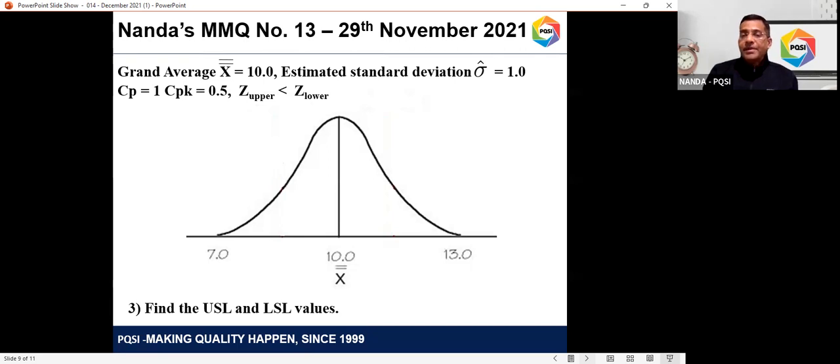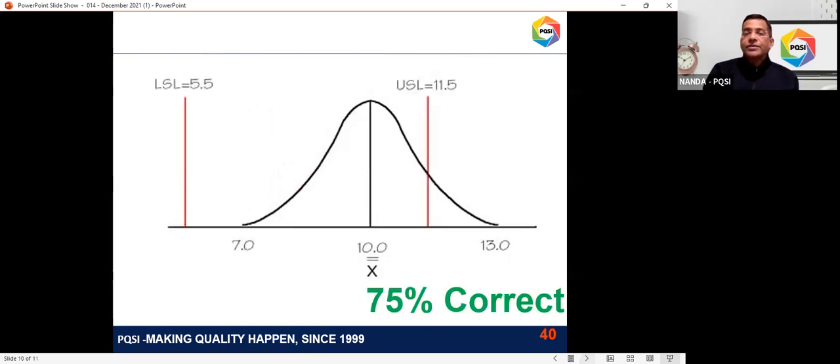But from the CP formula, we are clear that USL minus LSL is equal to 6 units. So if your upper spec is 11.5, then 11.5 minus 6 will be your lower specification. So 11.5 minus 6 is 5.5. So this is the answer for this question. Your upper spec is 11.5 and your lower spec limit is 5.5.